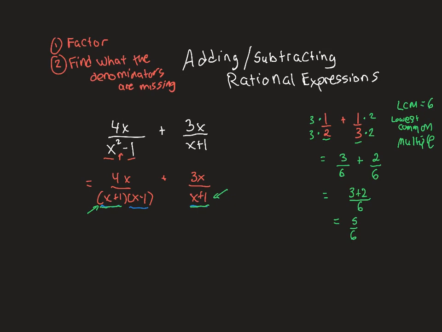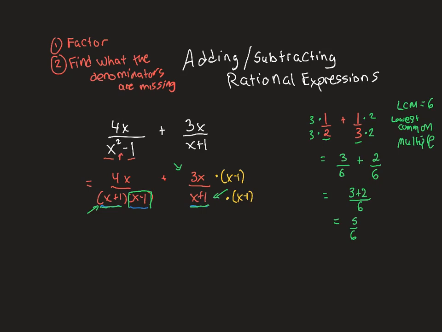While this one has x minus 1, but this one does not have x minus 1. So it is missing x minus 1. So the lowest common multiple in this case would be x minus 1. So you're going to multiply the bottom by x minus 1, and you multiply the top by x minus 1. Because remember, you want your bottom to be the same.